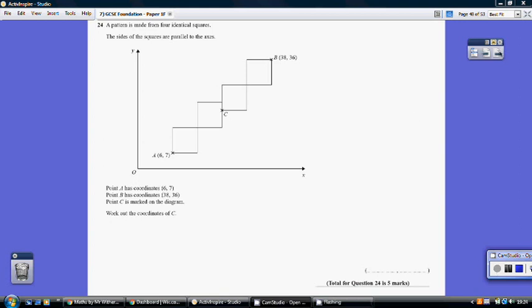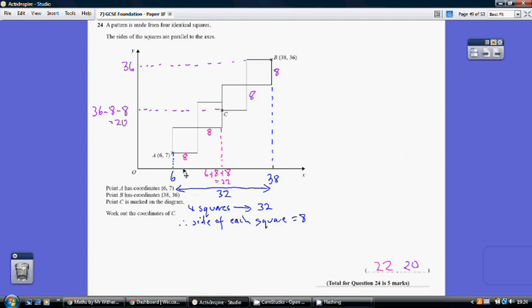Question 24. Well, I think if you label up your diagram here, this question isn't too bad. So let's think about point A. Now, point A has an x coordinate which is 6 along, and point B has an x coordinate which is 38 along. So the length from where this square starts to where this square finishes is 38 minus 6, which is 32. Now this length comprises the base of 4 of the squares, so each square must have a length of 8. So all of these lengths are 8 for the sides of the squares.